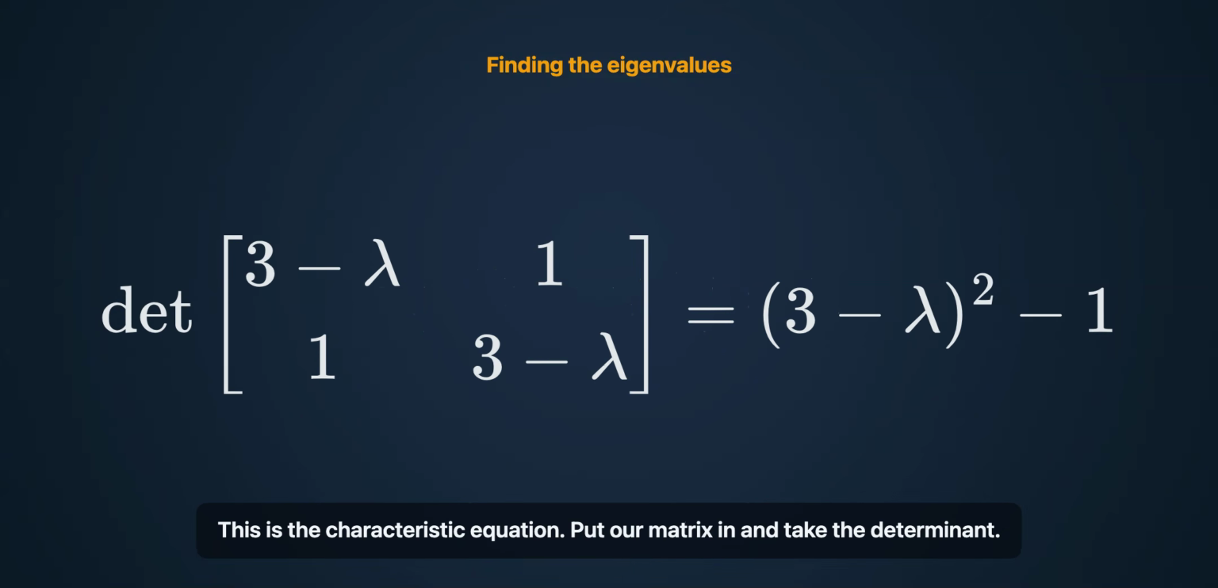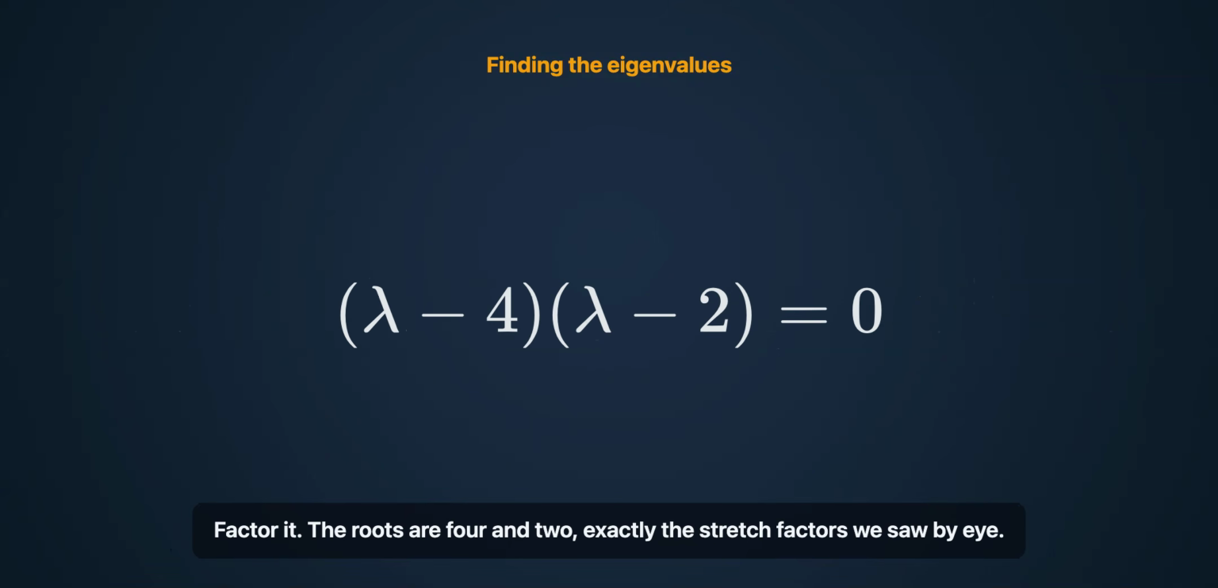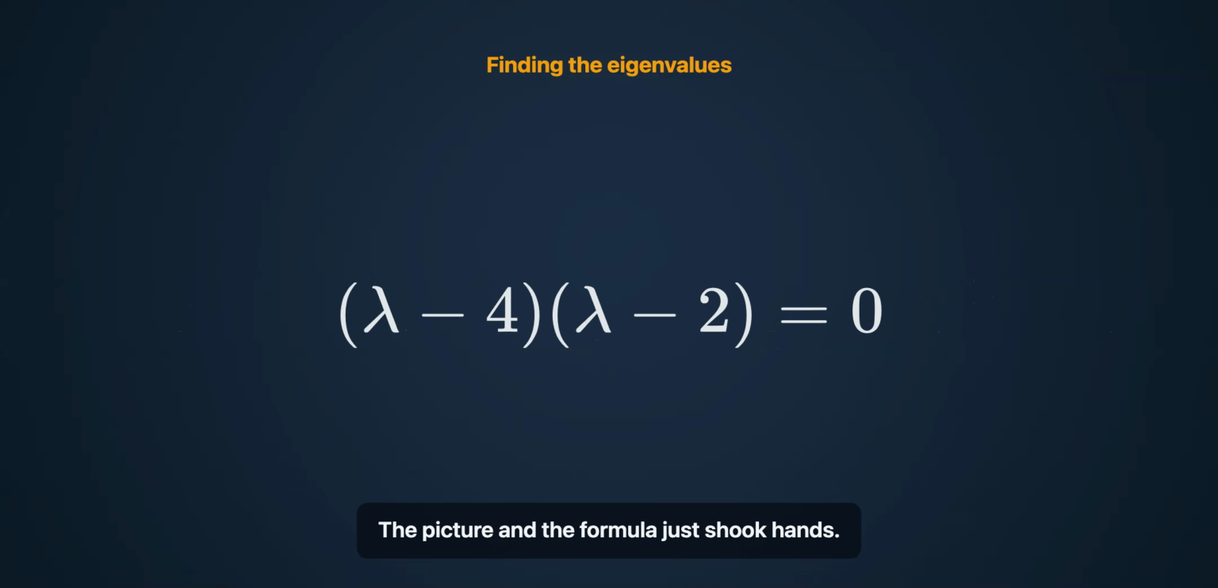Put our matrix in and take the determinant. Multiply it out and it flattens into a humble quadratic, the characteristic polynomial. Factor it. The roots are 4 and 2, exactly the stretch factors we saw by eye. We started from pure geometry, arrows refusing to turn, and landed on the roots of a quadratic. The picture and the formula just shook hands.